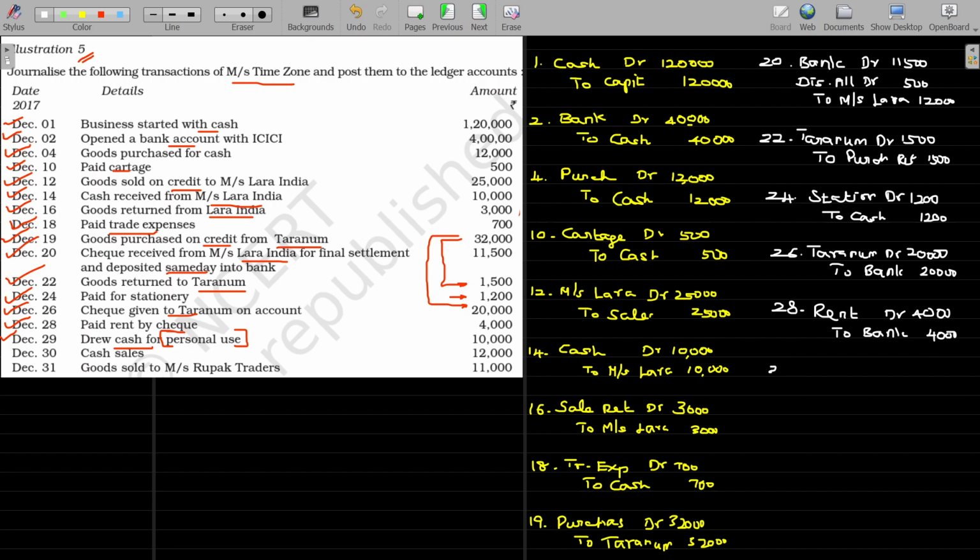29th. Drawings account debit to cash. This value being 10,000.